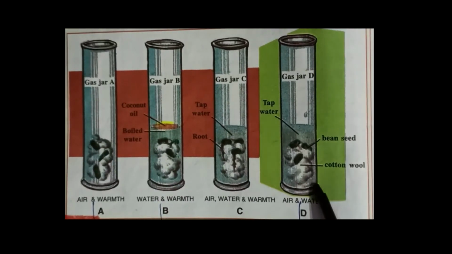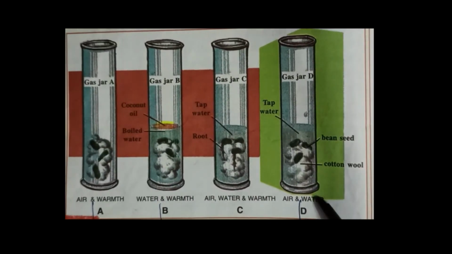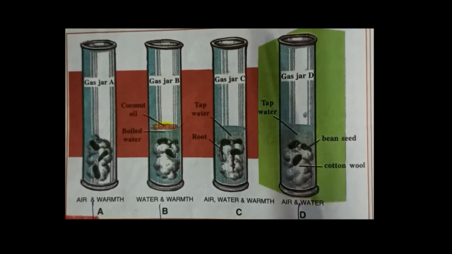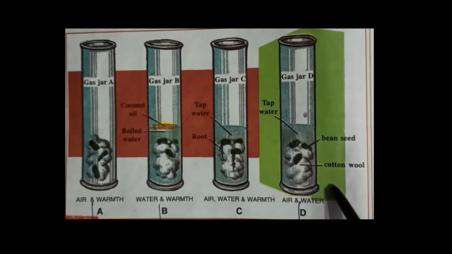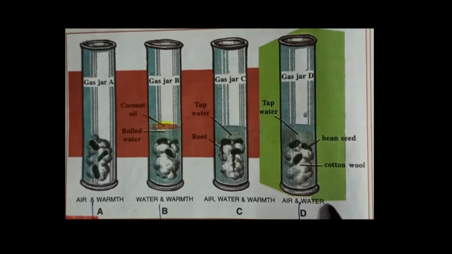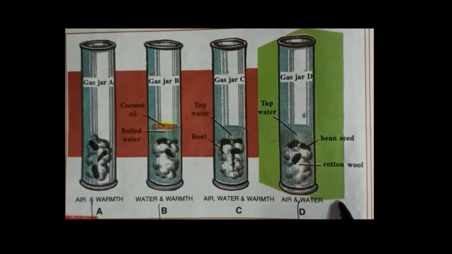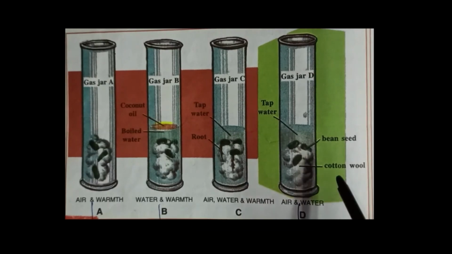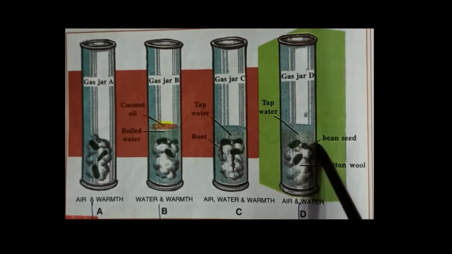And in jar D, you will see there is no germination because, as you put this in the refrigerator, jar D didn't get the favorable temperature to show germination. Here the air was sufficient and water was sufficient, but it didn't have a favorable temperature, so the beans didn't show any germination.